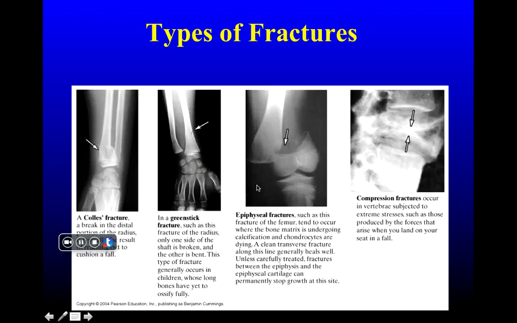You can look at the descriptions and discern the differences in fractures, right? You can see this one. Green stick. You ever taken a young tree and tried to break the branch? It really is flexible, but then all of a sudden it starts to peel off if you squeeze it close. That's what a green stick fracture is, right? It's peeled off a part of the bone right here.